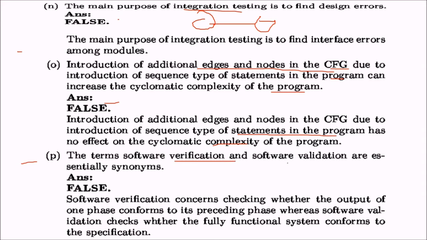Next one, the terms software verification and software validation are synonyms. No, verification and validation are entirely different terms. Verification is whether you are making the product right. Validation is whether you are making the right product.